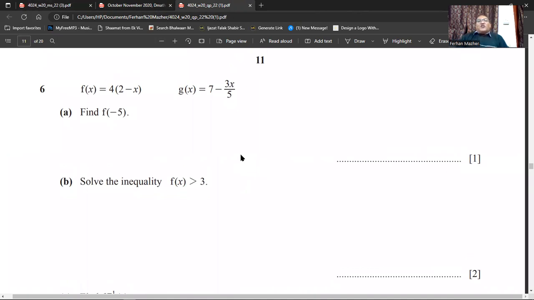Okay, so now we are on question number 6. It says f of x is equal to 4 bracket 2 minus x bracket close, and g of x is equal to 7 minus 3x by 5. Find f of minus 5. Okay, in the formula of f of x, wherever there is x, substitute it with minus 5.